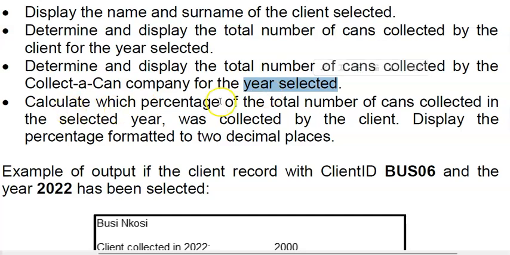We also needed to determine how many cans the company collected in total for the year selected. And then outside of the loop, you would calculate the percentage of the client, of what their percentage is of the total, and you would display all that information. Important that the percentage was formatted to 2 decimal places. So press pause and try this. I'll show you the example of output just now.